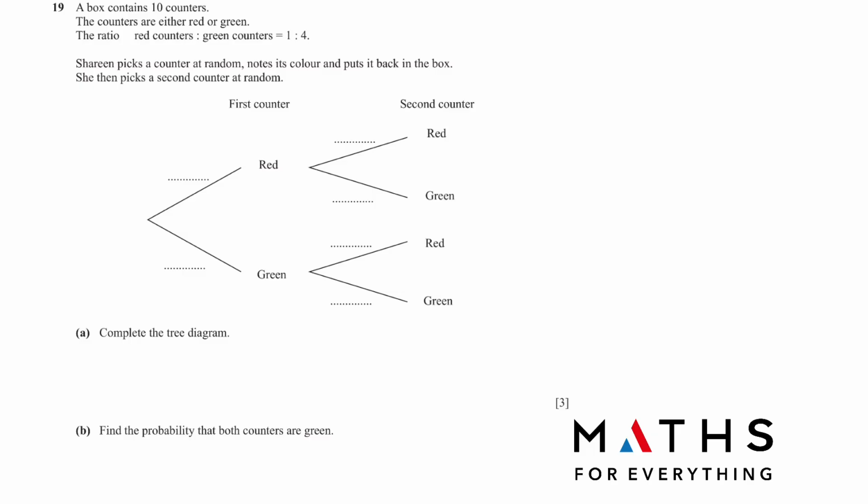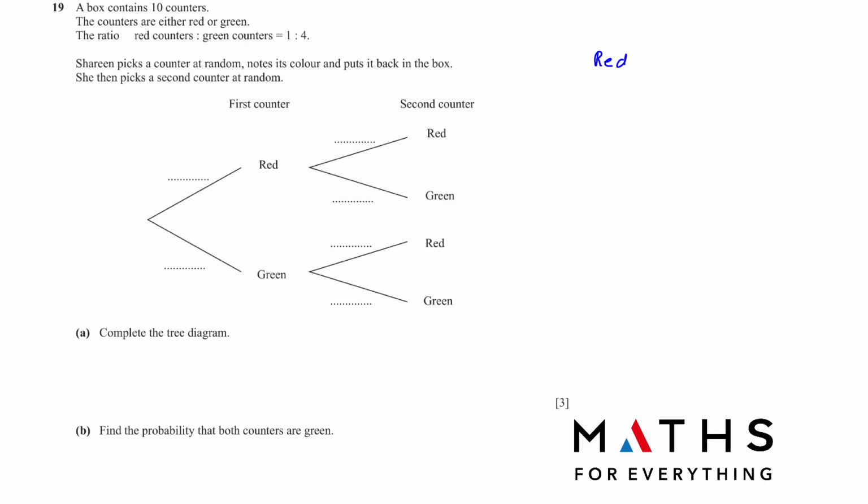A box contains 10 counters. The counters are either red or green. The ratio red counters to green counters is 1:4. And Shireen picks a counter at random, notes its color, and puts it back in the box. She then picks a second counter at random. We have to complete the tree diagram.